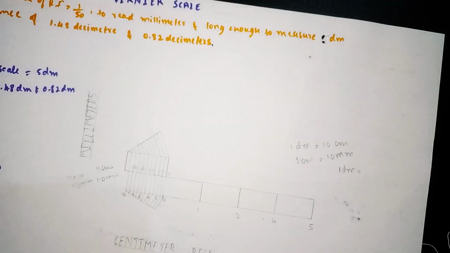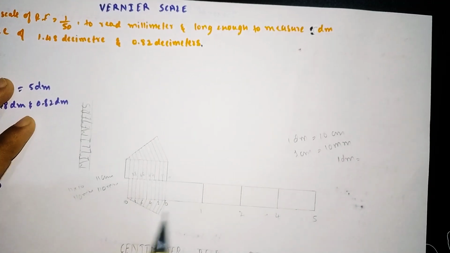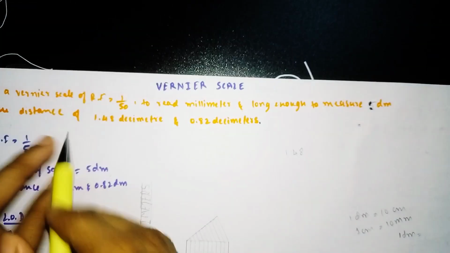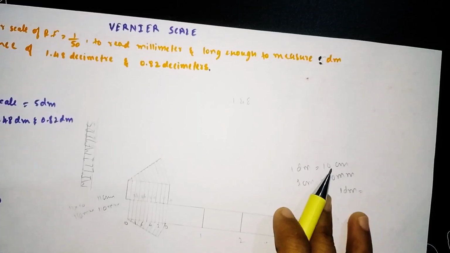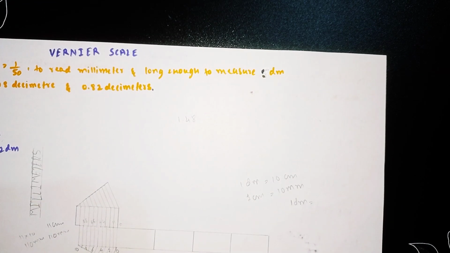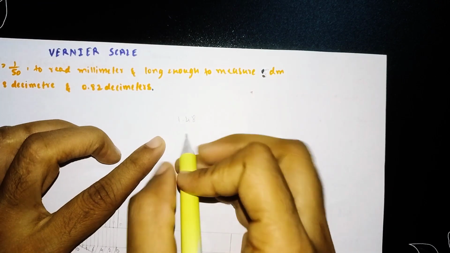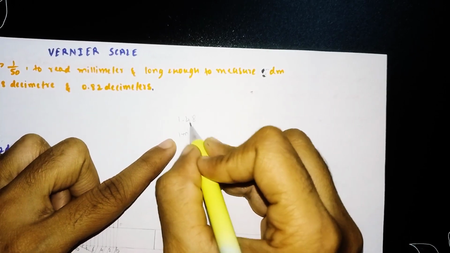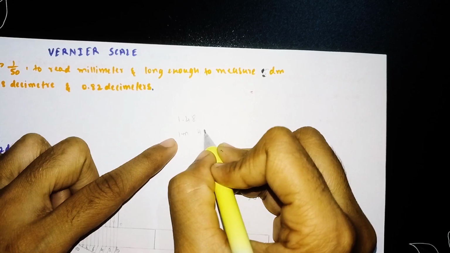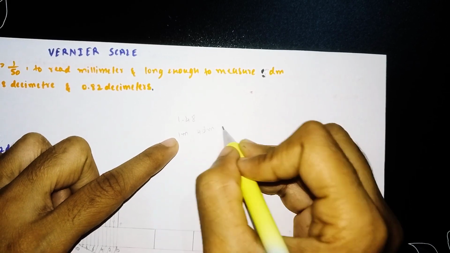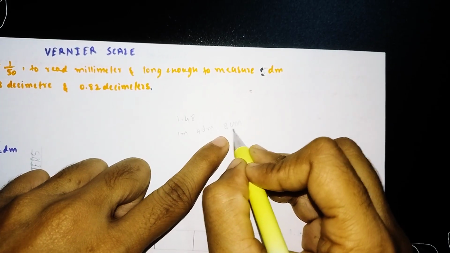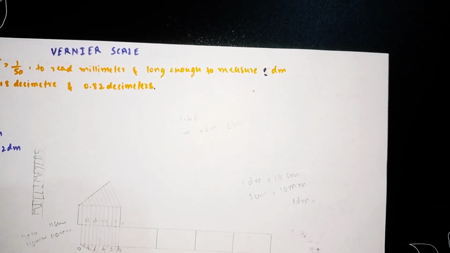So now how to read this value? In our diagonal scale, we have to mark 0.48 decimeter and 0.82 decimeter here. So in our diagonal scale and plain scale, we read the value like this: the 1 indicates 1 meter, the 4 indicates 4 decimeter, and the 8 indicates the value in centimeter. So this is how we need to read the value.